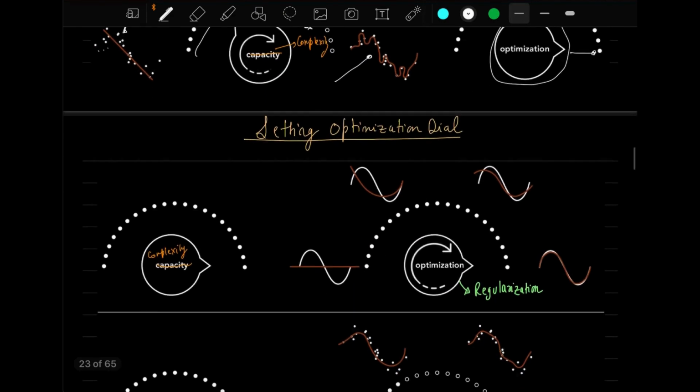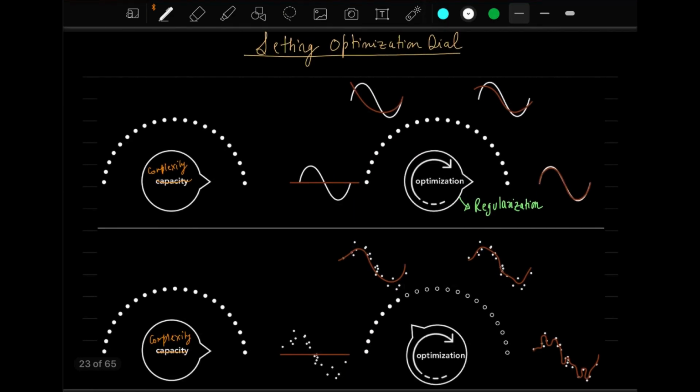Okay, so now I want to show you, if you have a complexity dial which is set to the extremes, which is here, then if you turn on the dial of optimization from the left to right, how it is affecting the curve. So you will be surprised to see that even though the complexity dial is set to the extreme, you were expecting it to have a very complex function to realize. But here, if you keep the optimization dial on the left side, you are actually realizing this particular function. You can see that it's a flat line.